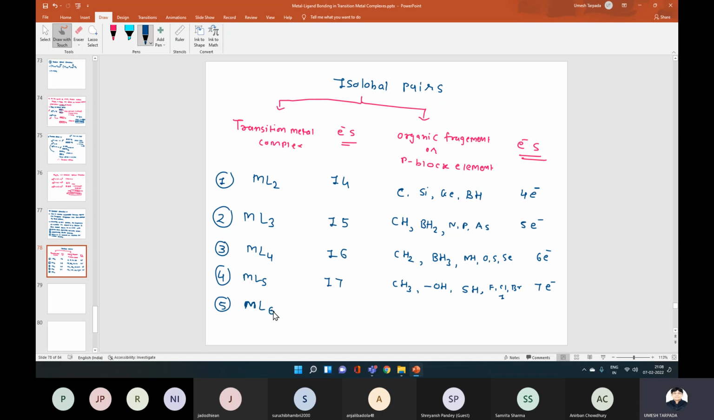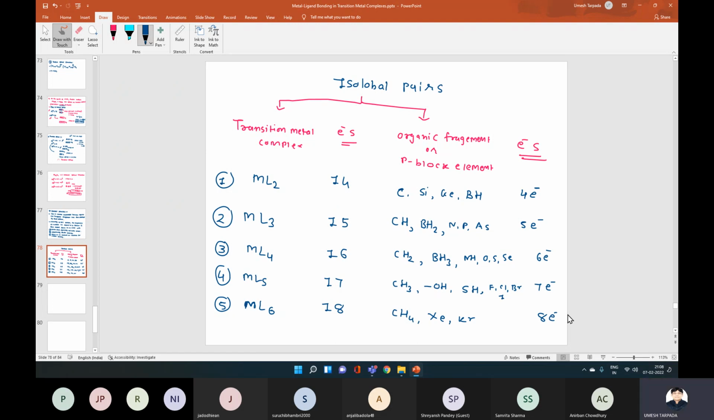If the complex is ML6 type, then what do we do? It has 18 electrons, so 8 electrons should be opposite, so CH4. Yes, so the organic part is CH4, and you can have xenon, krypton, all these group 18 elements, they contribute 8 electrons. So this is the way you can predict which two are isolobal with each other.